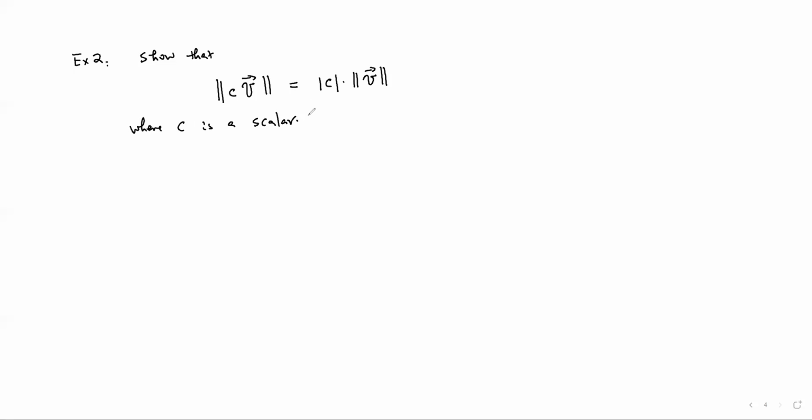How to see this formula? Let vector V be (V1, V2, ..., Vn). It is a point in Rn. Then c times vector V is c times all the entries.